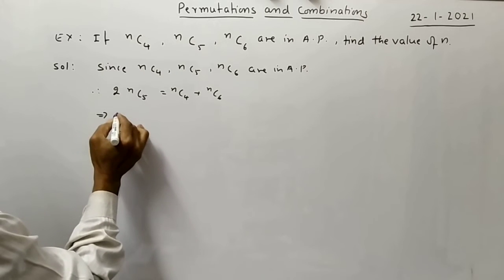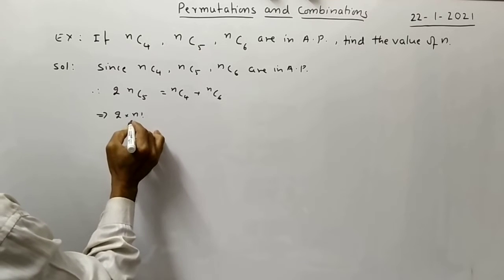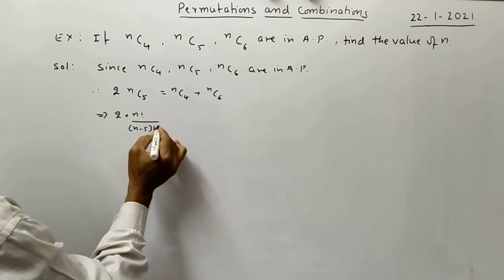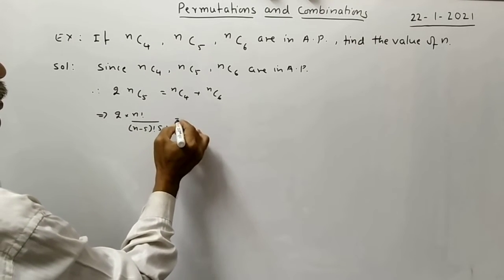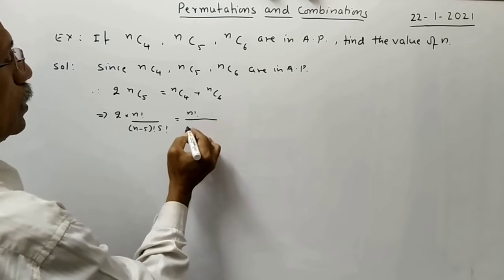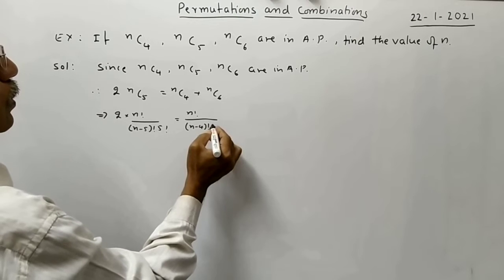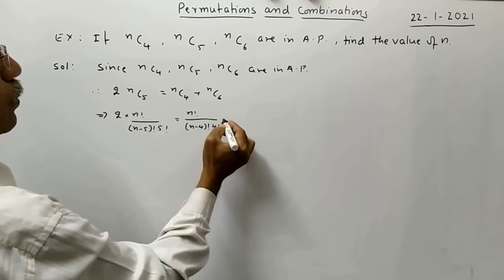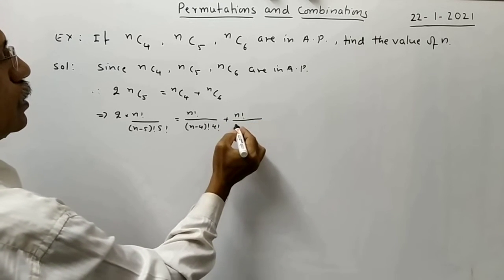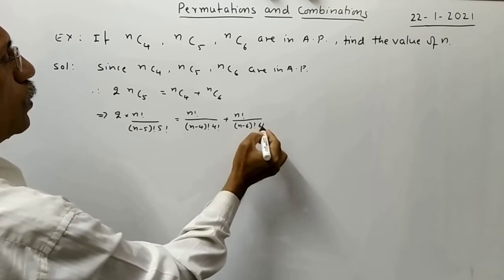This implies 2 into factorial n divided by (n minus 5) factorial into factorial 5 is equal to factorial n divided by (n minus 4) factorial into factorial 4 plus factorial n divided by (n minus 6) factorial into factorial 6.